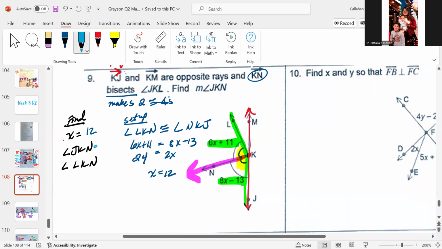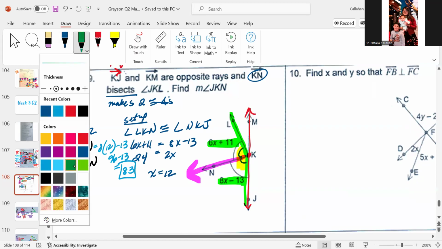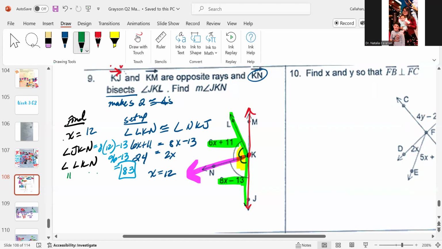So JKN is 8 times 12 minus 13, so 96 minus 13, which is equal to 83 degrees. Then you also know that LKN, which is this angle right here, 6x plus 11, 6 times 12 plus 11, 72 plus 11 is also 83, and they're equal.